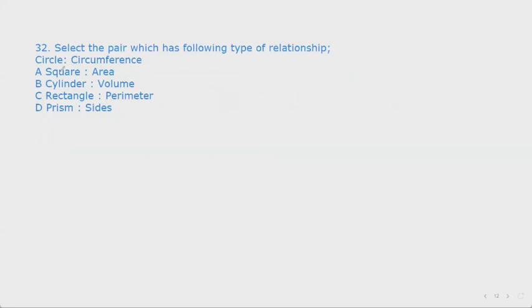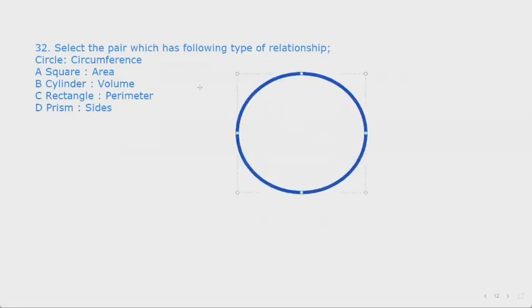So square, okay, circle is circumference. So circle is circumference. अब circle है, इसमें circumference क्या है? So circumference is the, ये जो जितना भी पूरा बॉर्डर है उसका जो भी लेंथ है, that is the circumference of a circle. So we need to find the exactly same relationship.